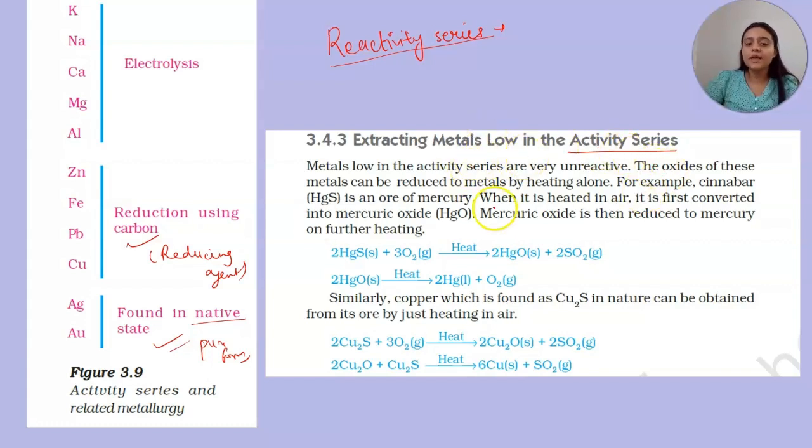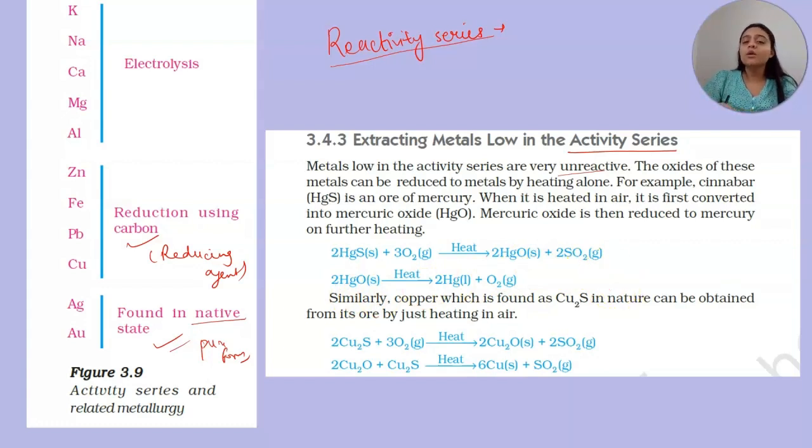Extracting metals low in the activity series. Metals low in the activity series are very unreactive, like silver and gold. The oxides of these metals can be reduced to metals by heating alone. So they are present as oxides, or they are so less reactive that they are available pure in the earth. However, if a low reactive metal is found attached with sulfur, we can easily extract it by burning it. We need to make the oxide of it, and then we can have the purest form of that metal.